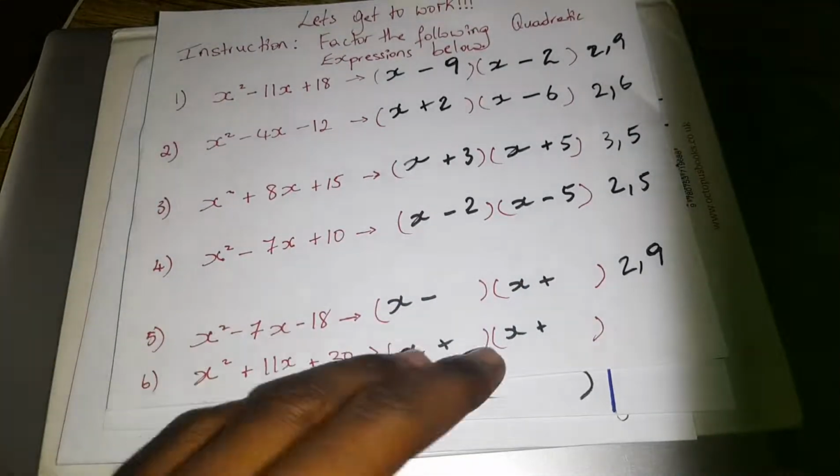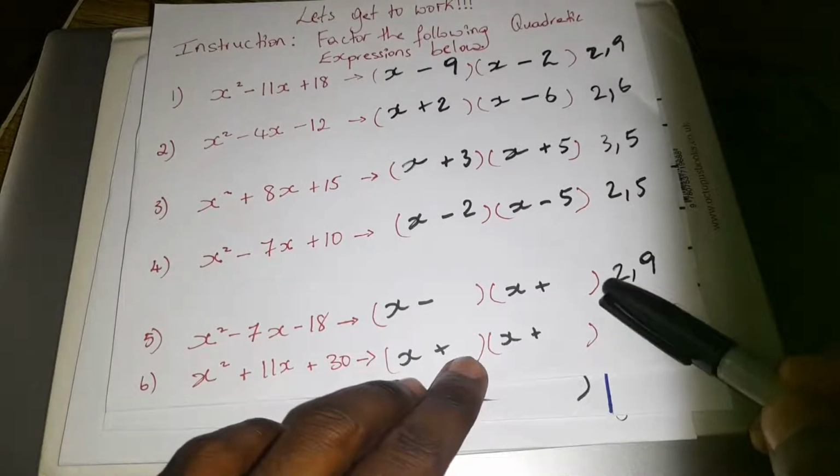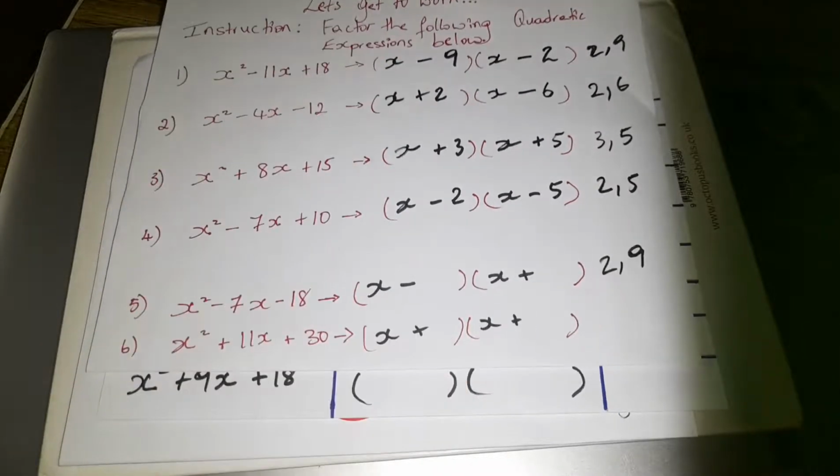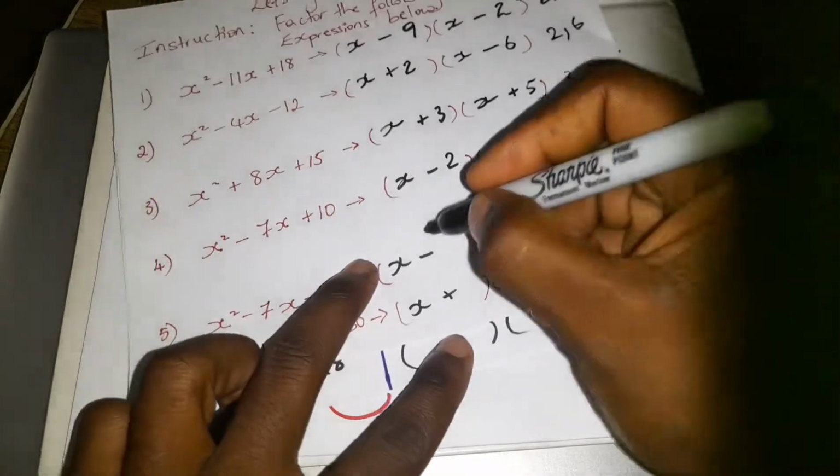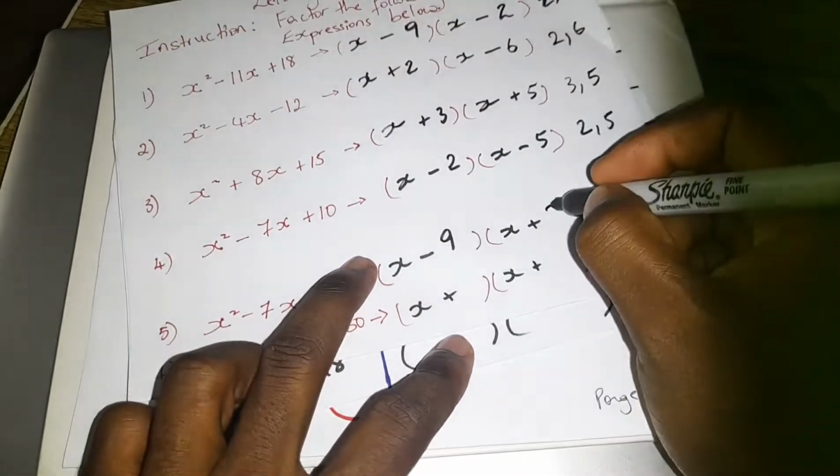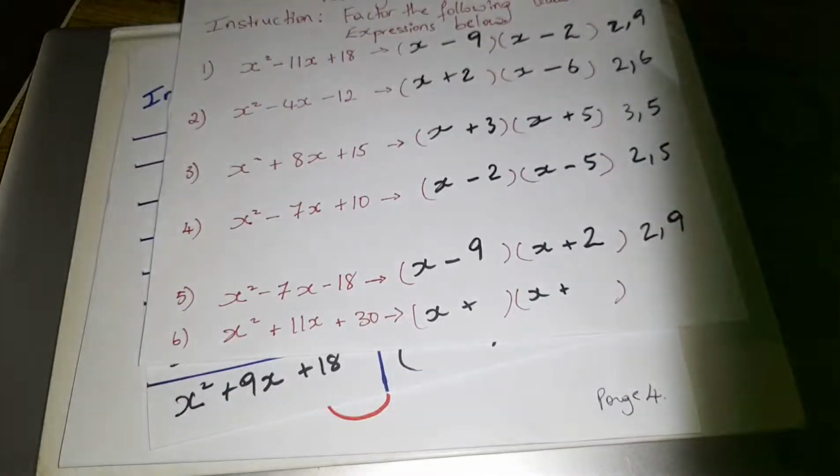When you multiply them, you get 18, but when you subtract the small number from the bigger number, you get 7. And remember that the 9, the bigger number, is supposed to have the negative, right? And the last one is positive.